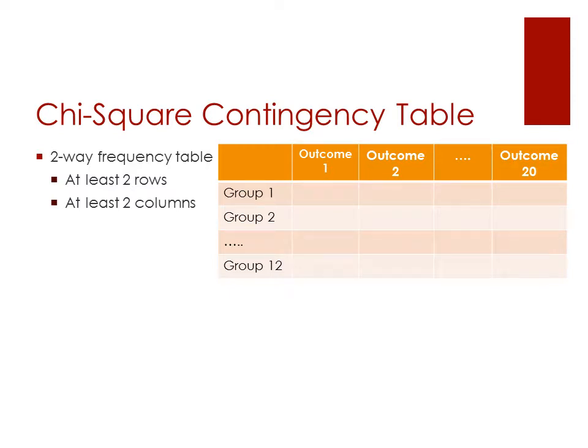Here we're going to be looking at the chi-square contingency table. This is a particular type of distribution that we can use when we're looking at testing independence of variables. And we're going to look at an example of where this is very useful.